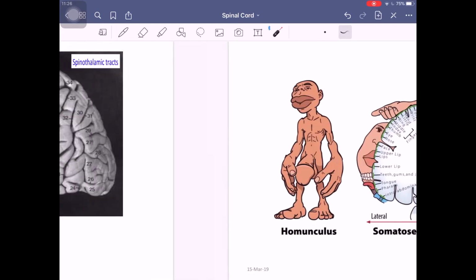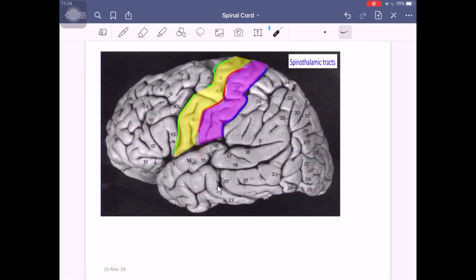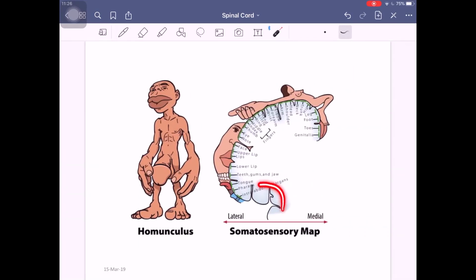Now you can see what I have done here. The same pineapple cut we have taken. A cut is made like this, and once you make a cut like this, this is what you will see. Now if you see this cut, this is exactly what a homunculus literally means: a little human being. So it is a representation of your entire body in the brain.